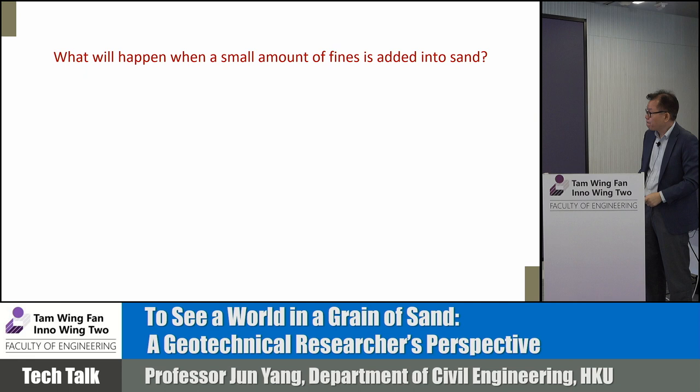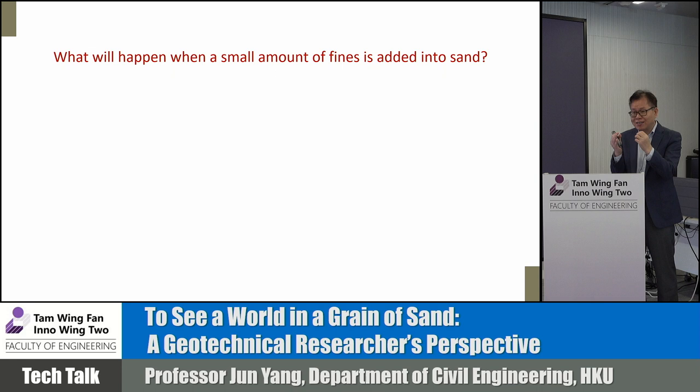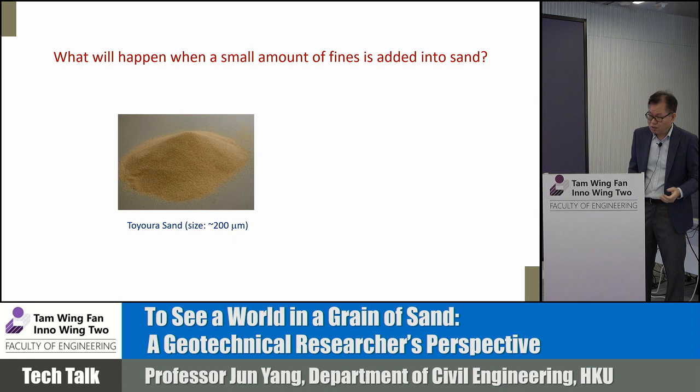Next, let's look at another question. What will happen when a small amount of fines is added into sand? Because Toyota sand, as a standard testing sand, is a clean sand without any fines. But we know natural sand often contains some amount of fines. And then we have to ask this question: for example, if we have Toyota sand mixed with silica fines, what will happen?